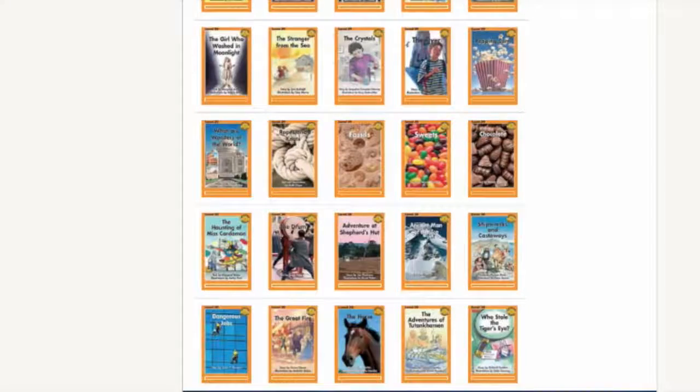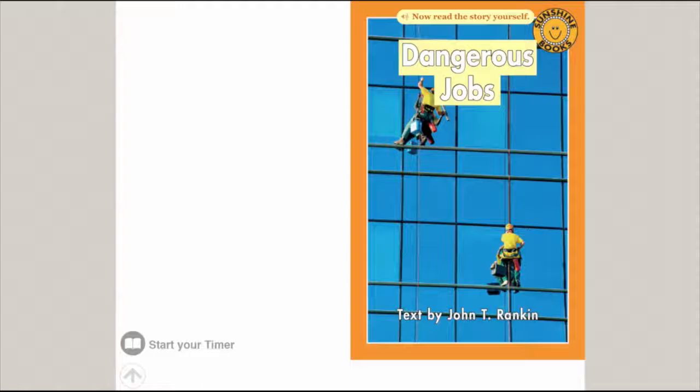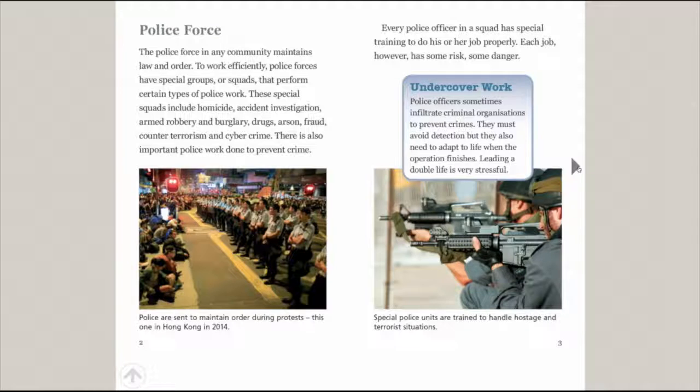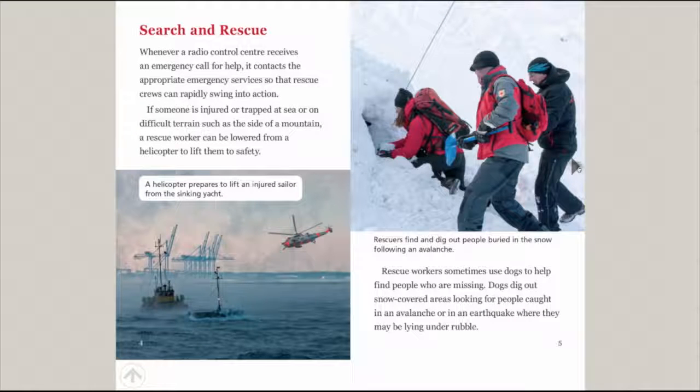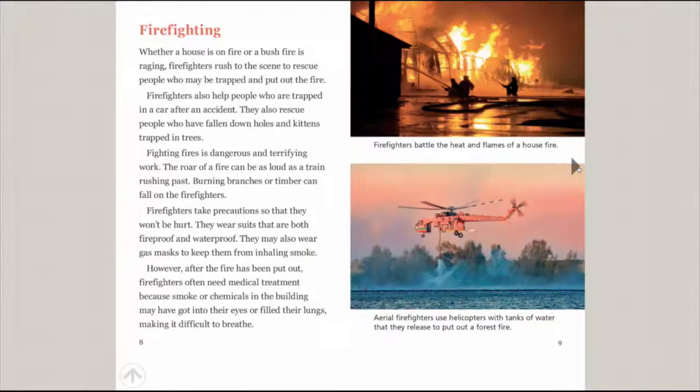Now we'll look at a higher level non-fiction text. The title of this text is Dangerous Jobs. Many of the non-fiction texts support the outcomes of the Australian Science curriculum, and a linking document can be found on the Sunshine Classics homepage.